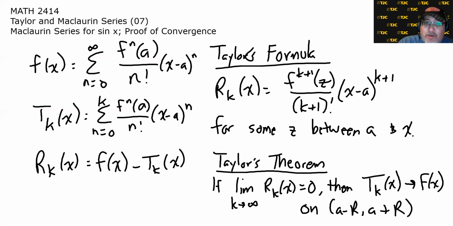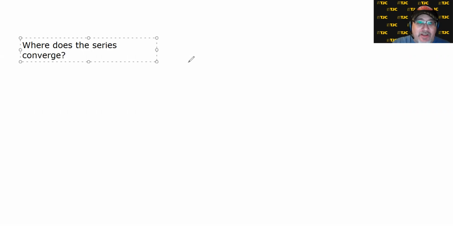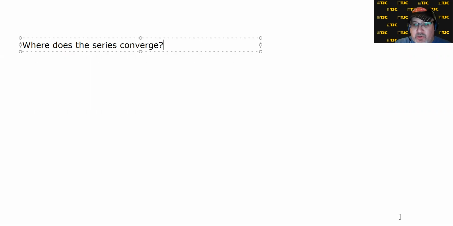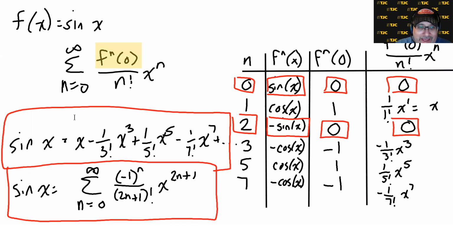All right, so let's start by asking, where does the series converge? Now remember, to answer the question, where does the series converge? In other words, for what values of x will this infinitely long polynomial converge?